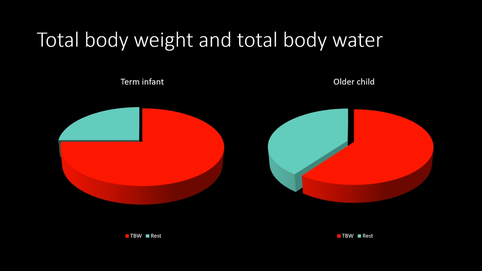So coming to the total body weight and total body water, we know this already that in a term infant, almost 75% of the total body weight is composed of total body water, and in an older child it assumes the same as an adult. That means almost 60% of the total body weight is composed of total body water.